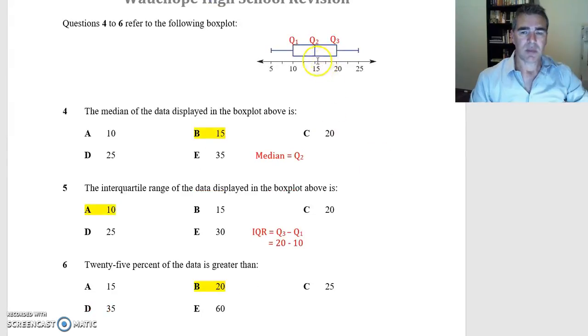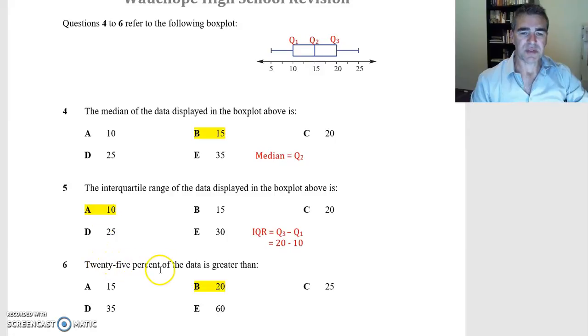So now we're looking at this box plot, and you'll notice that I've marked Q1, our lower quartile, our median, and our upper quartile. Remember, this is our lowest score and our highest score. The median is our Q2, which in this case is 15. For question 5, our interquartile range is Q3, which is 20, minus Q1, which is 10. So 20 minus 10 gives us 10, which is an answer of A.